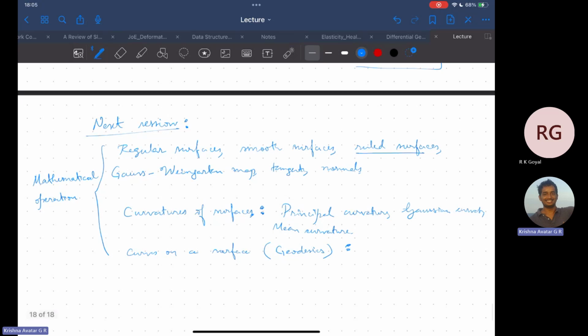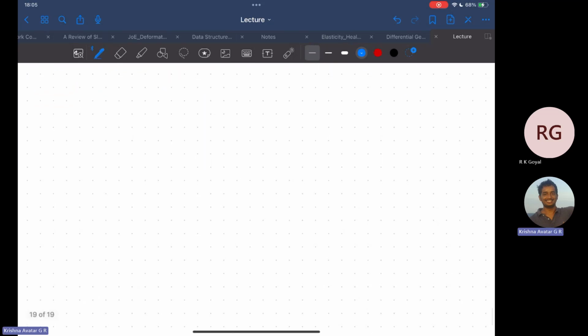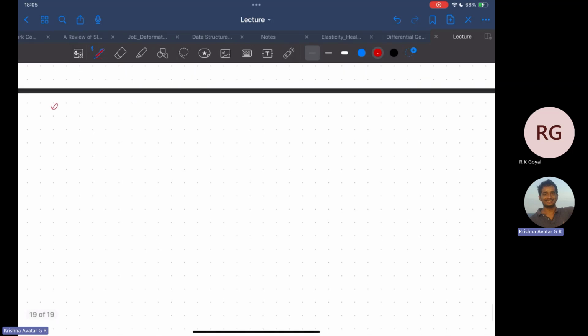And then we have the Gauss map and the Gauss-Weingarten map. Then we'll look at tangents and normals. Then we'll eventually jump into curvatures of surfaces, principal curvatures, and all other derived curvatures. So that's what we are going to look at. So formally, let's redefine. We'll start our lecture here. So it's lecture 3.